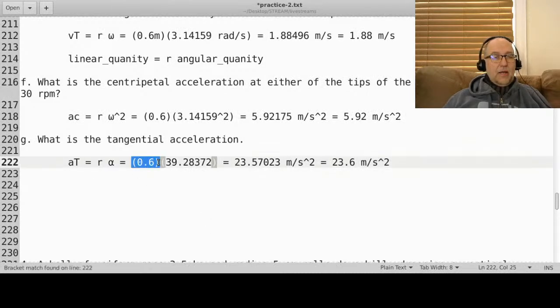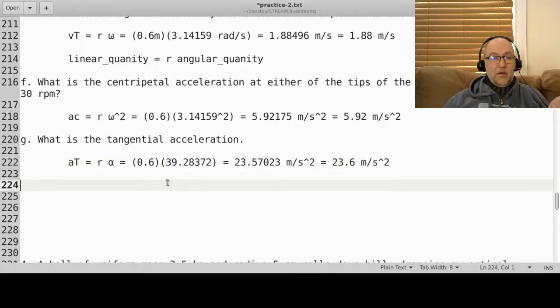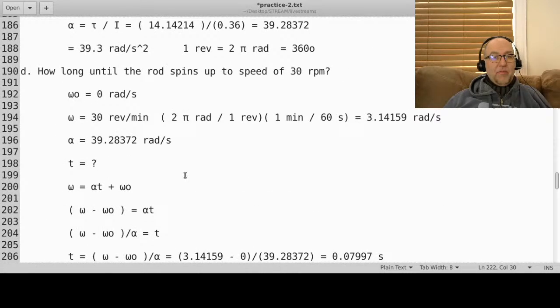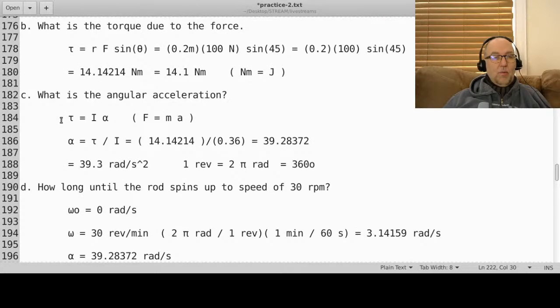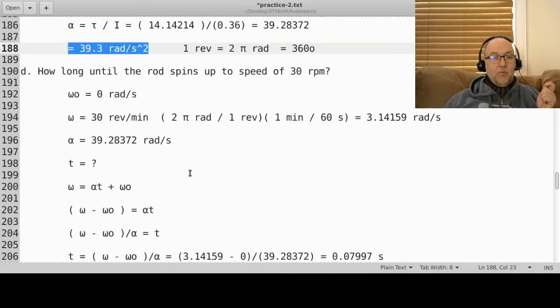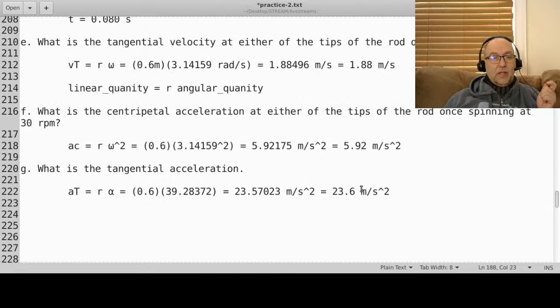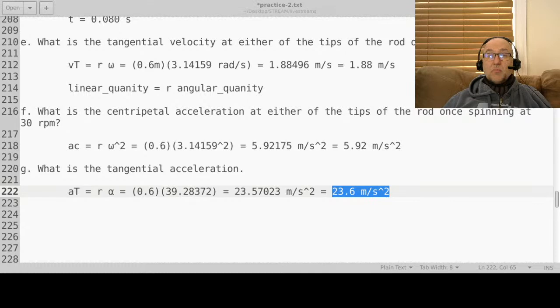We're looking at the tip, so that's at a distance of 0.6 meters from the center, and the angular acceleration is 39.28 and so on. We found that up here: when we did tau equals I alpha, we found alpha was equal to 39.3 radians per second squared. That turns out to be 23.6 meters per second squared. Let me show you the direction of a_c versus a_t.